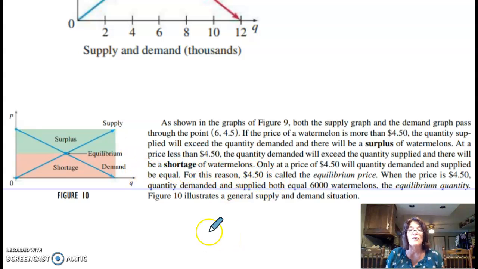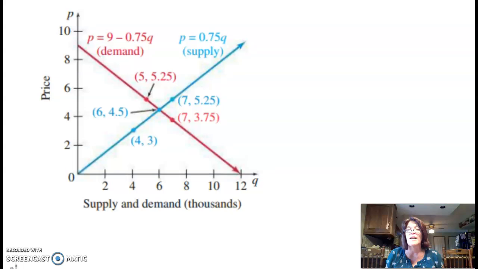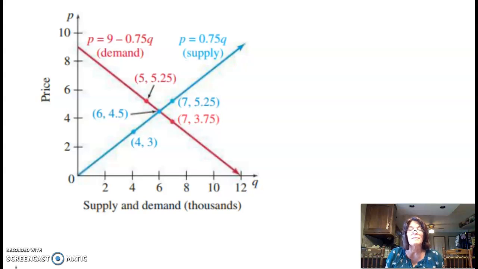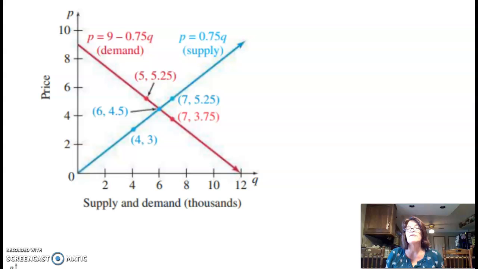$4.50 is something we call the equilibrium price. When the price is $4.50, the quantity demanded and supplied are both 6,000 watermelons. That's the equilibrium quantity. So just an idea of some of that vocabulary: they'll ask you to graph the supply and demand function on the same coordinate system, and then you can see where the break-even point is.